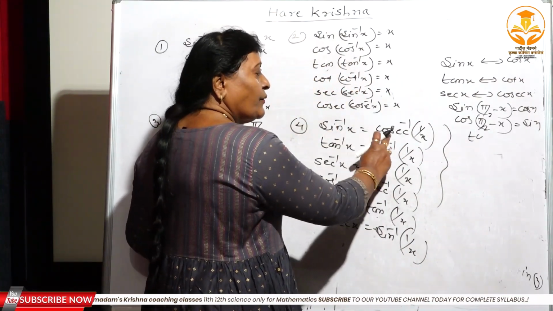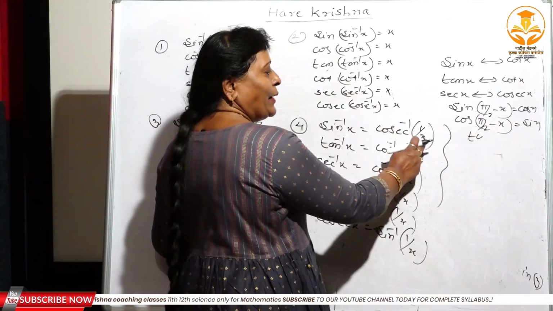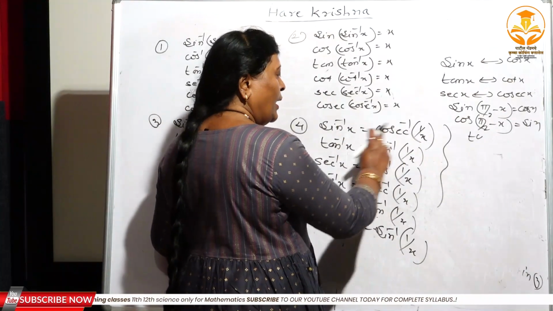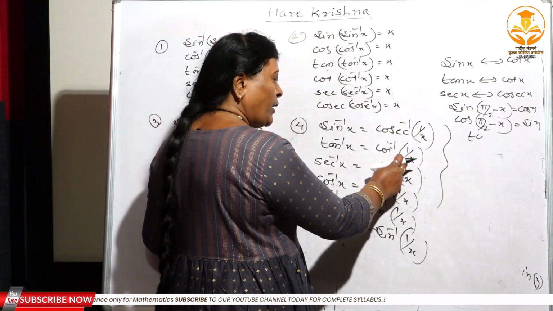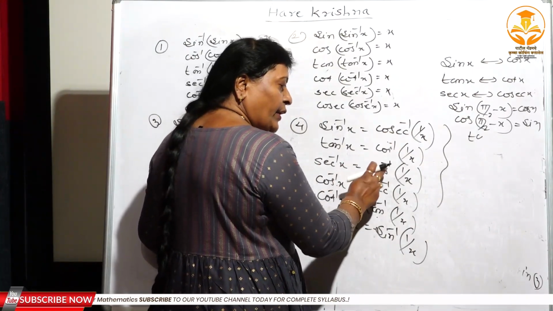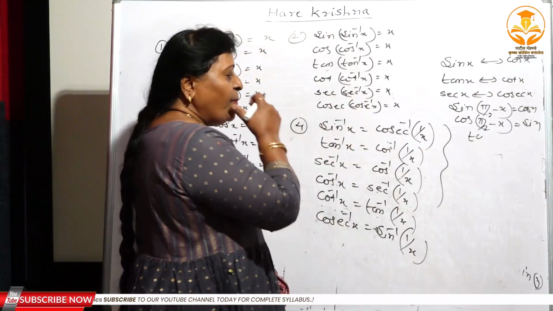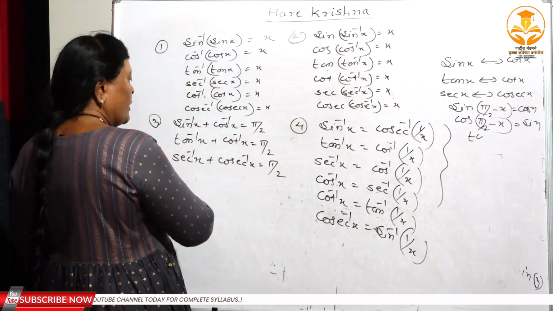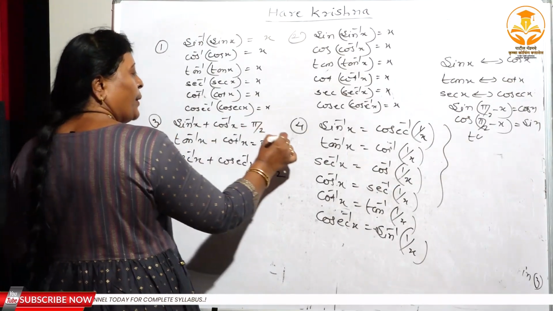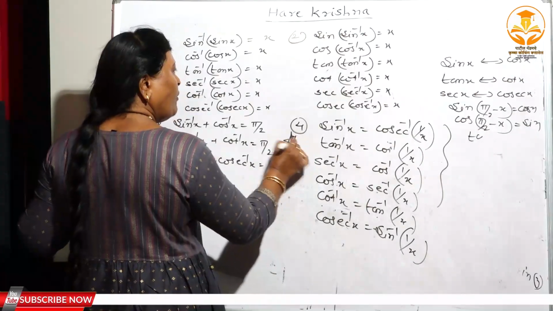But sin inverse is converted into cosec inverse by taking the reciprocal of this angle. Tan inverse is converted into cot inverse by taking the reciprocal of angle, and sec inverse is converted into cos inverse by taking the reciprocal of angle. Therefore, this is very, very important. This is also important, third bunch and the fourth bunch. It is very, very important.